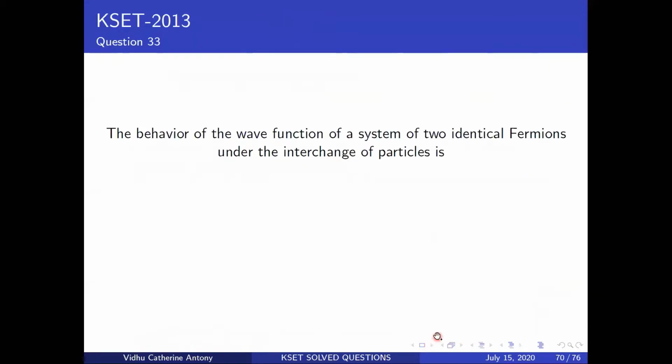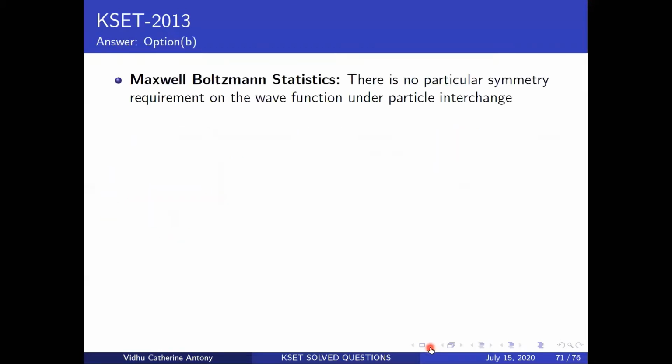Okay, now let's go to the next question. The behavior of the wave function for a system of two identical fermions under the interchange of particles is: symmetric, anti-symmetric, vanishing, or singular. These are very simple, you can tell me automatically. It's anti-symmetric. When you're looking at Maxwell-Boltzmann statistics, there is no particular symmetry requirement on your wave function when your particles interchange.